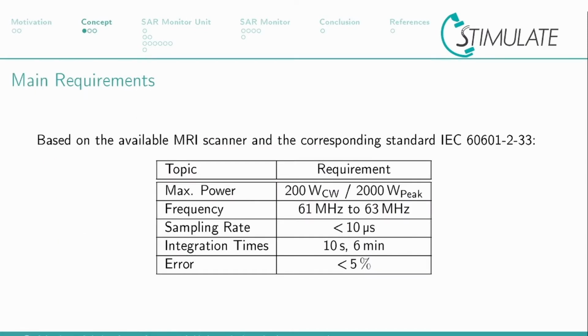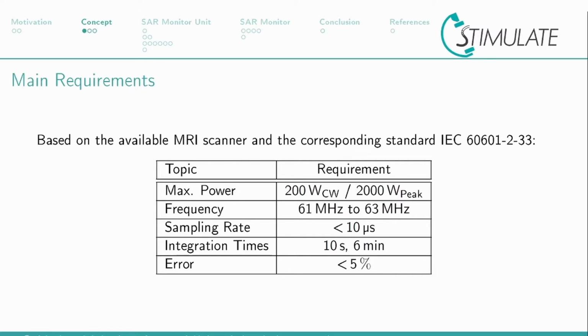For this specific SAR-Monitor, certain requirements were stated prior to the development based on the corresponding standard and the available system. The maximum power is 200 watt continuous wave and 2000 watt peak, due to the RF amplifier in use. The frequency is 61 to 63 MHz due to the 1.5 Tesla system. In order to resolve the pulsed RF signals, a sampling rate smaller than 10 microseconds is necessary.